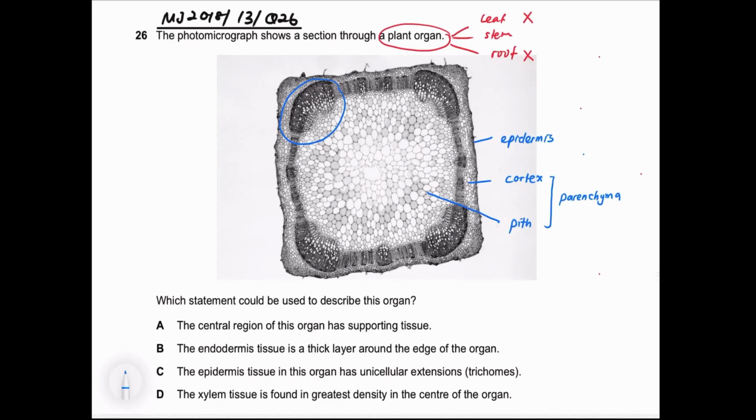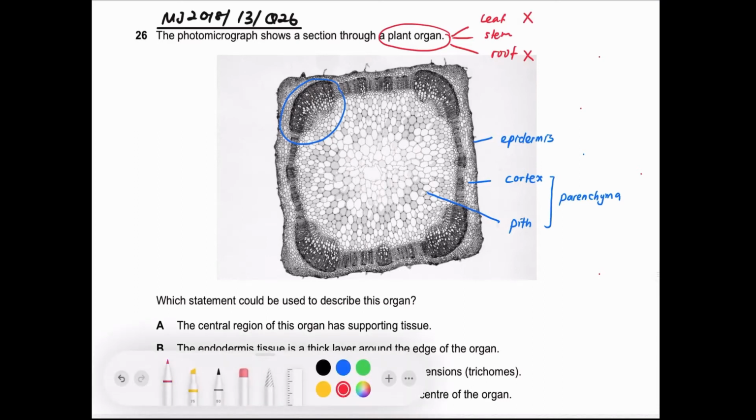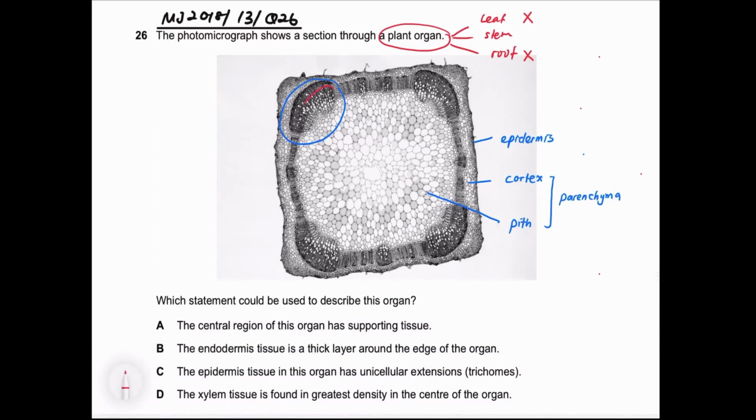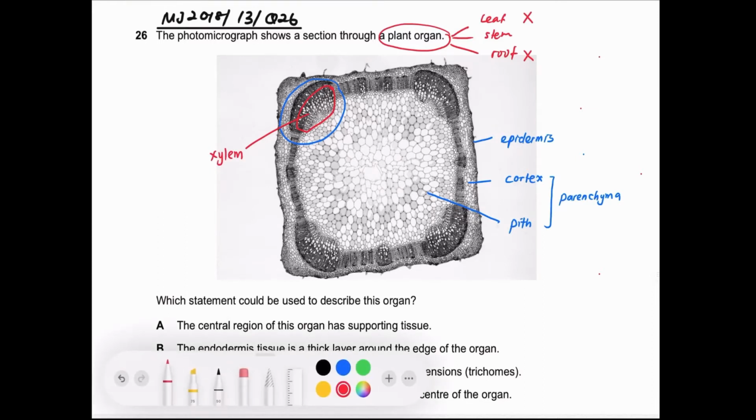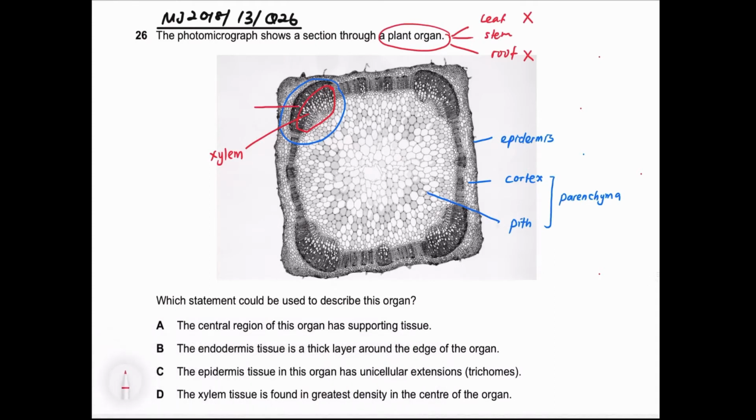xylem. So the inner layer where you can see cells with lumen, this region will be known as xylem. And the outer layer will be your phloem. So these are the two prominent structures that we can see.